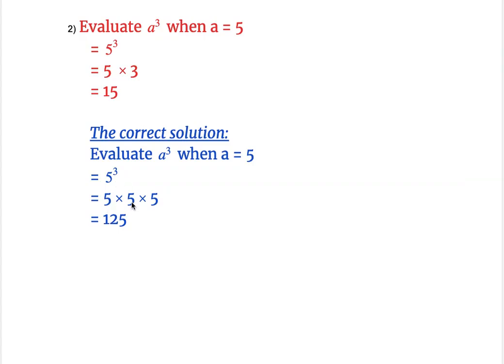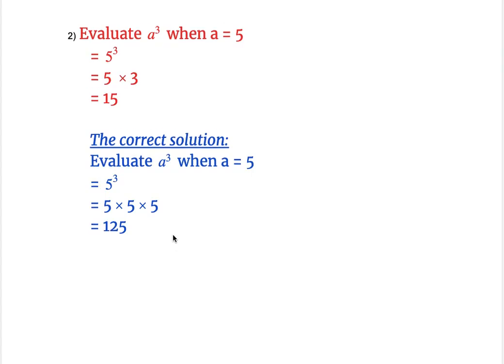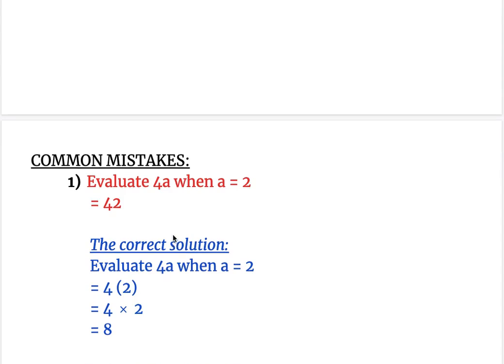5 times 5 is 25. 25 times 5 is 125. So again, a lot of times people rush and then they completely forget that exponents are repeated multiplication. If you haven't done so yet, make sure that you put this in your notes because, like I said, they are very common mistakes and you want to make sure you don't make them as well.